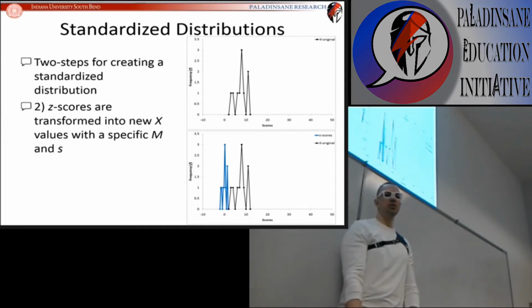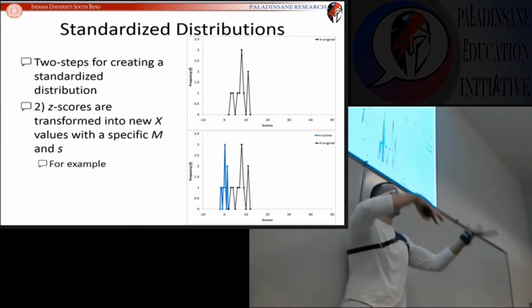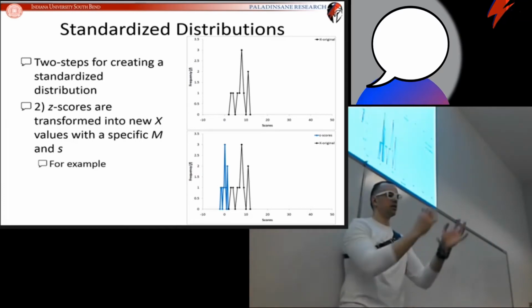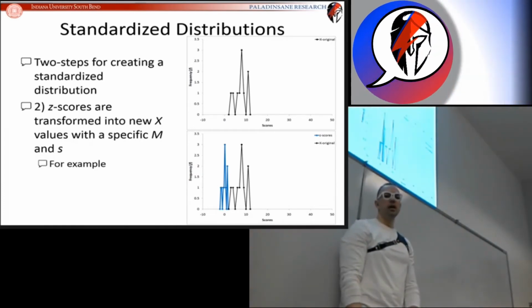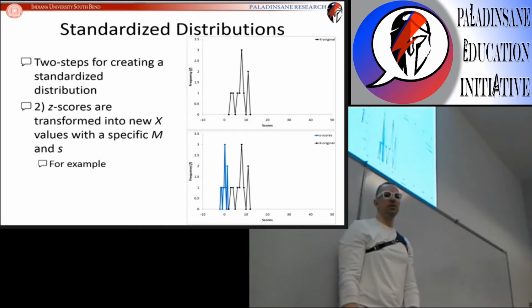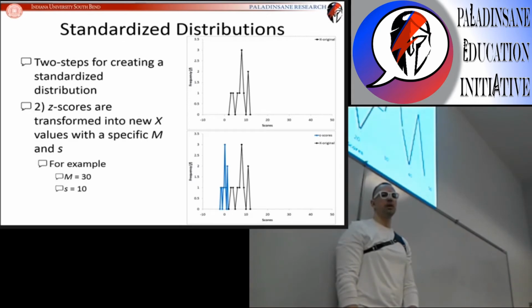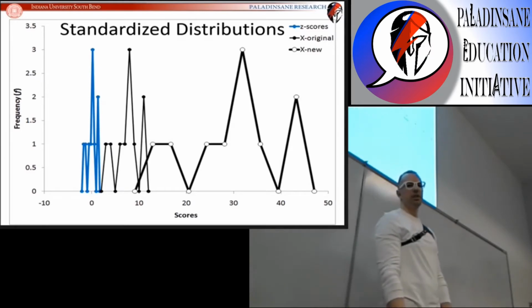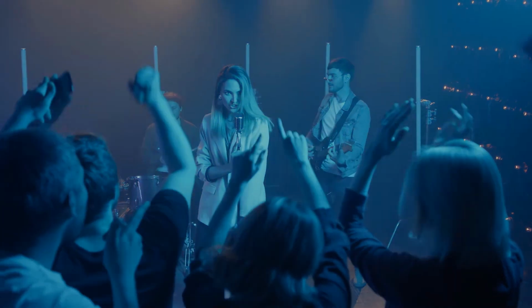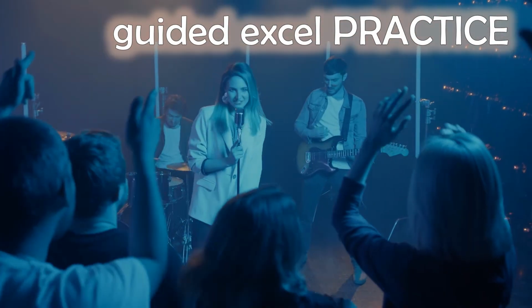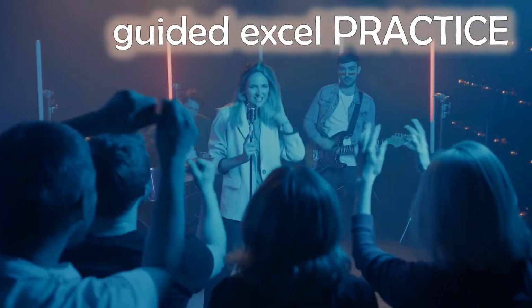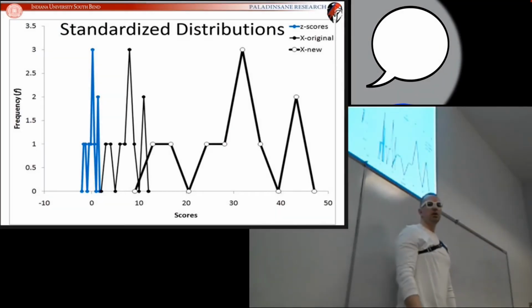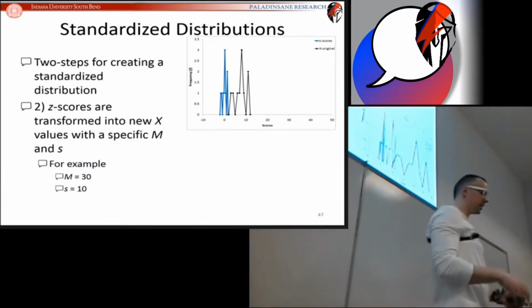And then once you have those, use the formula for going from a z-score to a raw score. If you have a mean of 30, for example, and a standard deviation of 10, you would take your z-scores and transform them into a new distribution that has a mean of 30 and a standard deviation equal to 10. So that is the standardized distribution.